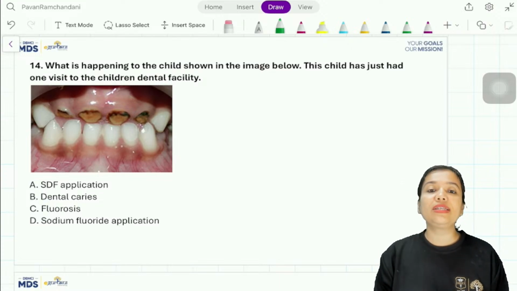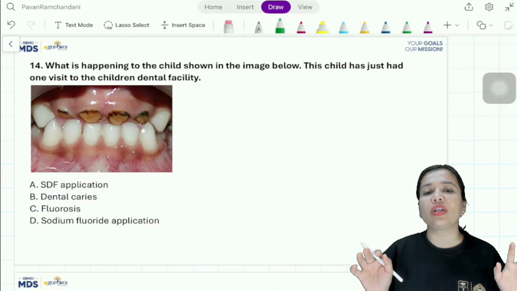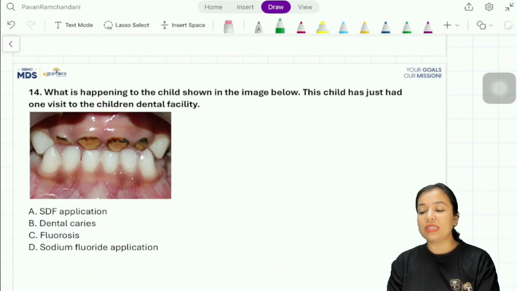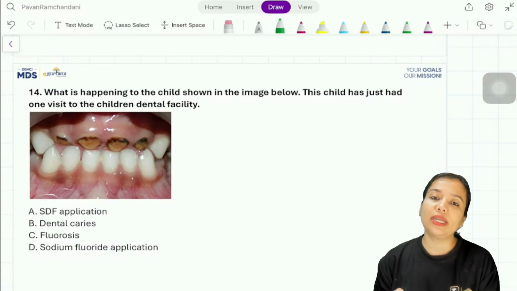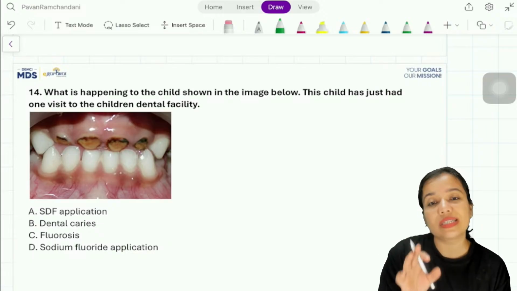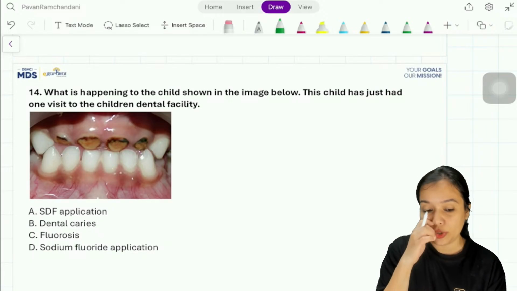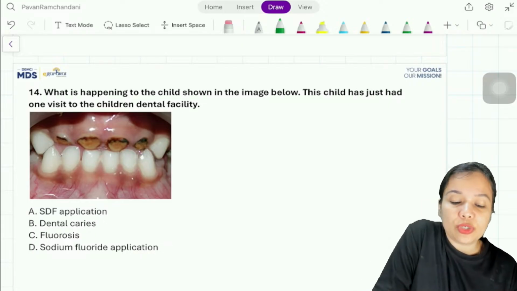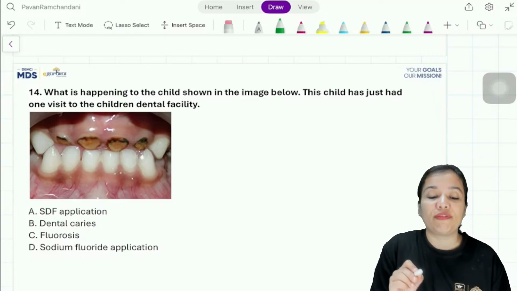Krati, in severe ECC, you will see complete destruction of the crown structure, just like in this particular case. So that's not severe ECC. That is moderate ECC, where the tooth structure is still present. It is not completely destroyed. Okay, this child just had one visit to the children dental facility.